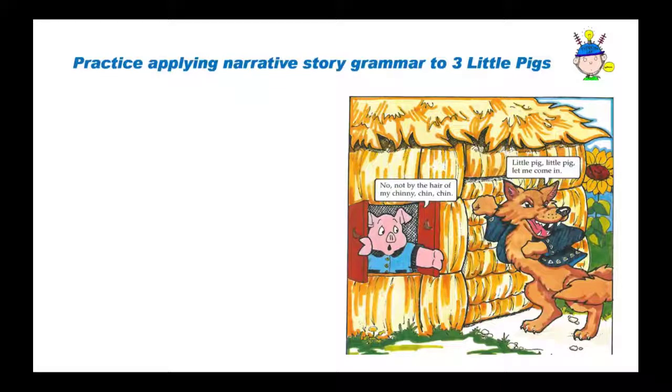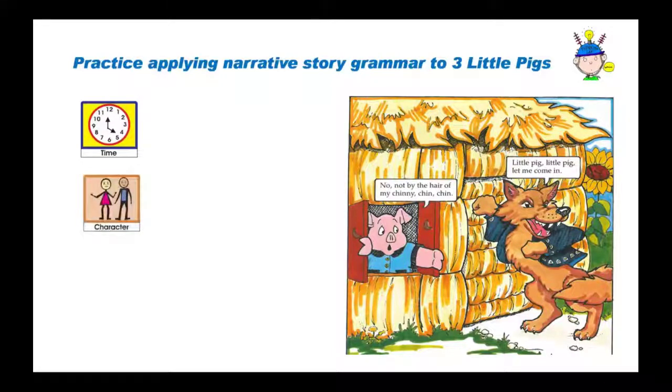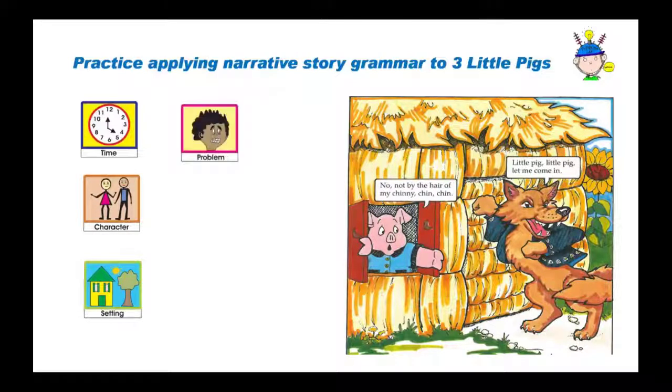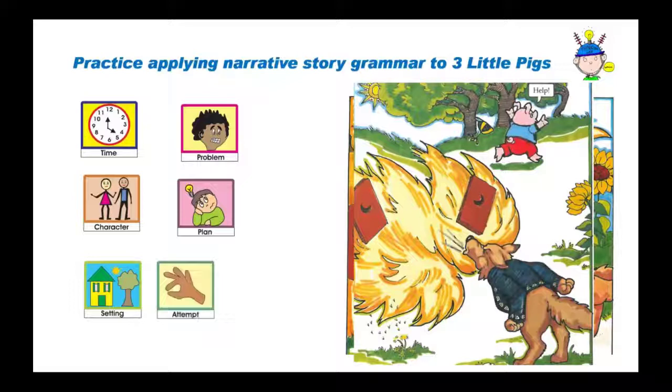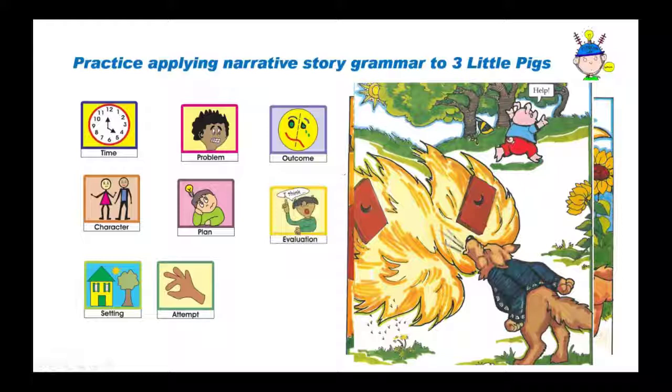Then we go a couple of episodes later and we see that the pig has made his house, but now the time, a week later. The character of the pig and the wolf. The setting at the straw house. The problem, the wolf wants to come in and eat the pig. The plan, the wolf is going to huff and puff and blow the house down if the pig won't come out. And then we see our attempt. He blew it as hard as he could, and the outcome was both happy and sad. He blew the pig's house down, but the pig got away. So I guess it's sad for the wolf, but happy for the pig. And then the evaluation at the end of the story is he should have made a stronger house.